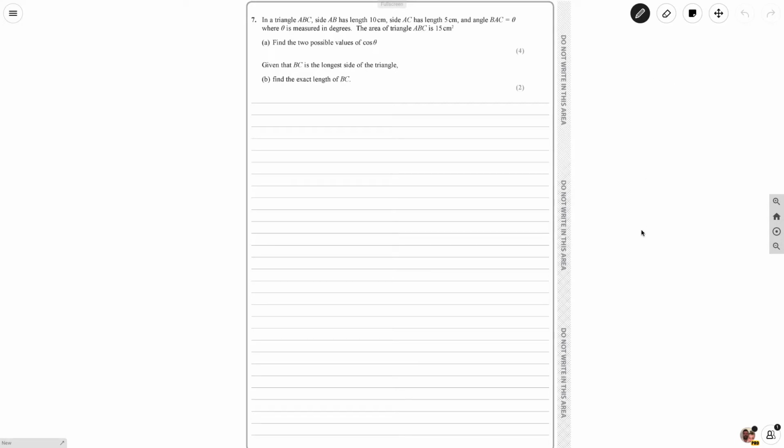So on to question 7 for the May 2018 AS Edexcel paper 1. Okay, so question 7 is clearly a triangle question, so let's get a triangle drawn out. It doesn't have to be super accurate in these questions, but it does need to be labelled all correctly. So AB is length 10, so let's get that in first.